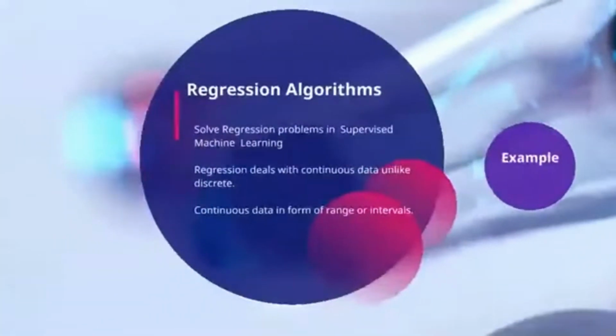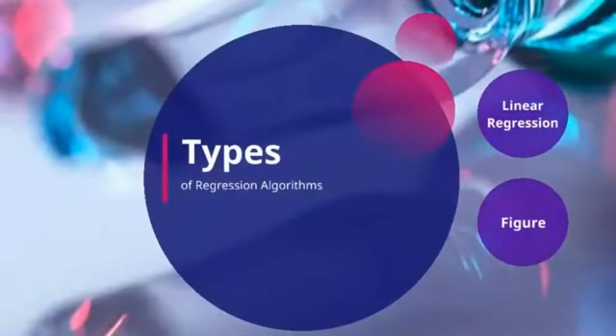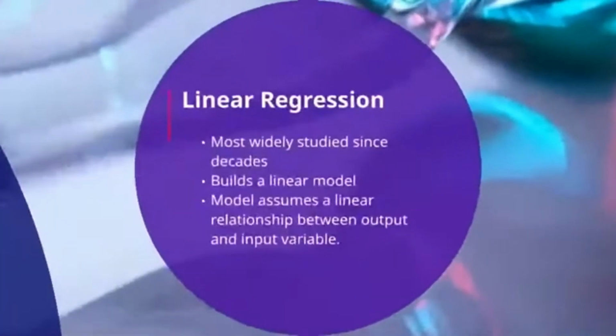So now, moving on to our different types of regression algorithms, firstly is linear regression. I'll walk you through linear regression. This is the most widely studied algorithm for decades, and it has been used in statistics, and now it is being used in machine learning. It is the earliest, or you can say the first, regression algorithm that we'll be dealing with. Now, this is a very simple algorithm, as it tries to fit your data in the form of a linear function, in the form of a linear model.